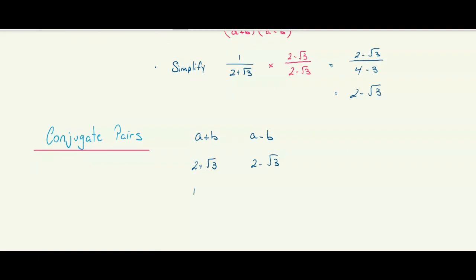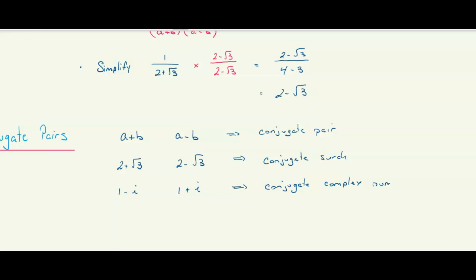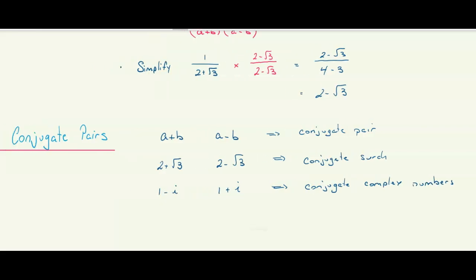And they're 1 minus i, and they're 1 plus i. So this is just a conjugate pair. We don't know what a and b are. These are conjugate surds. It's still a conjugate pair, but the product of them rationalizes. So these are conjugate surds, and these are conjugate complex numbers.